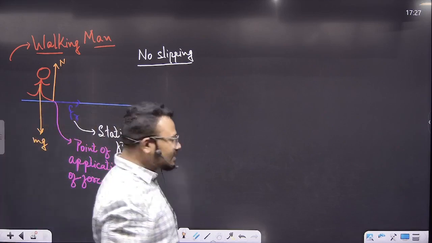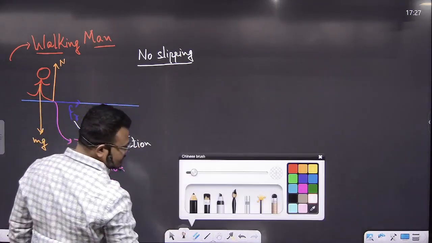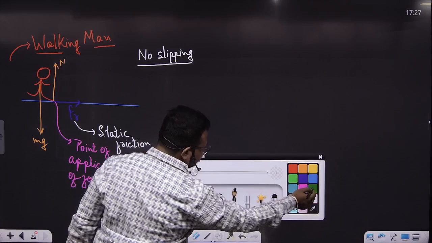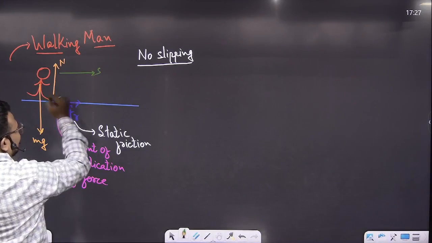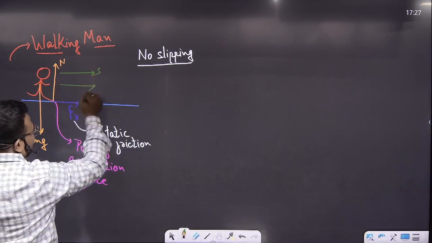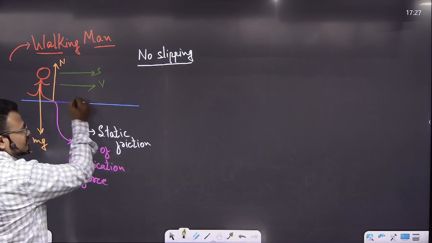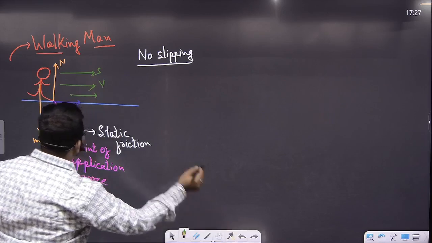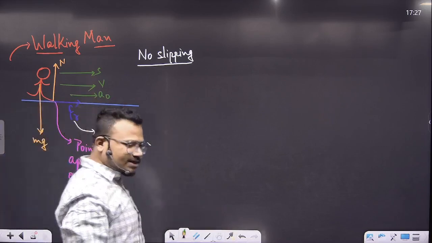When it is moving, I am taking the displacement and everything. S is in this direction, right? V is in this direction. A naught, the acceleration, is also in this direction. No slipping condition have we taken.